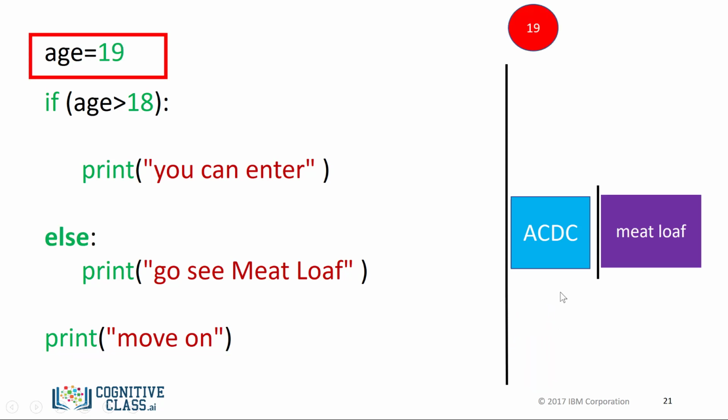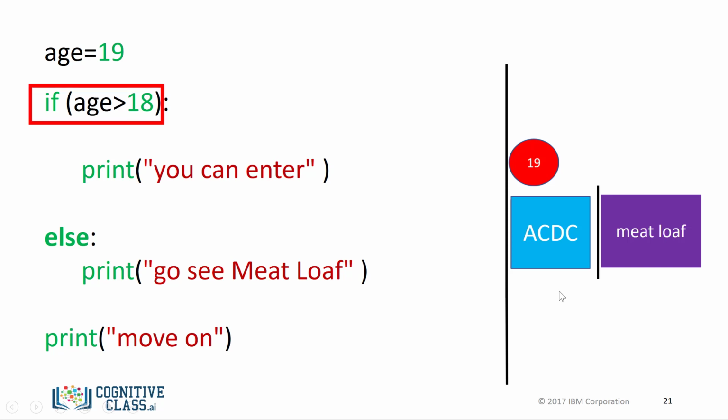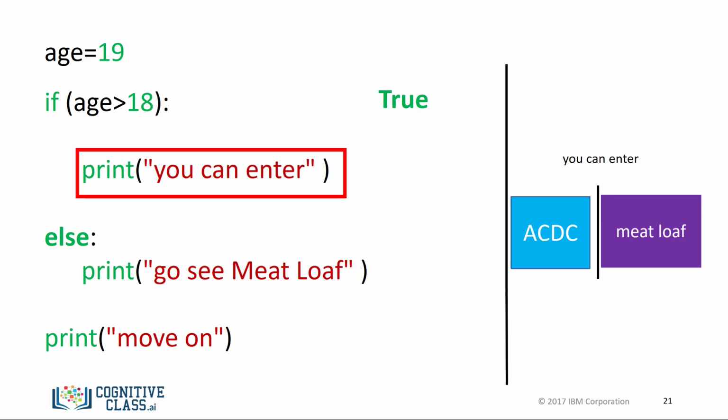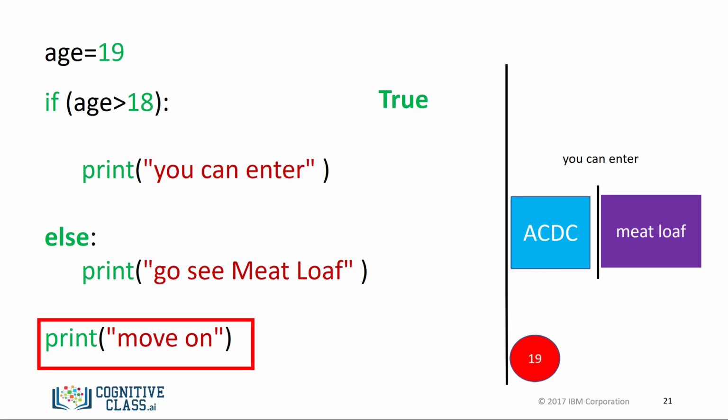For the case where the age is 19, we set the value of the variable age to 19. We check the if statement. The statement is true. Therefore, the program will execute the statement to print "you will enter." The program skips the expressions in the else statement and continues to run the rest of the expressions.